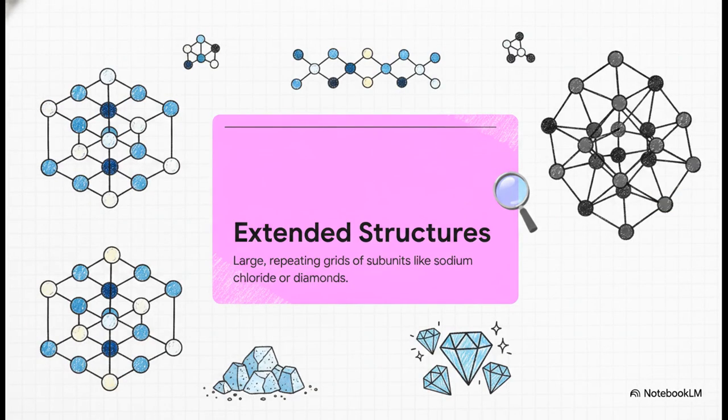But atoms don't always stop at just a few partners. Solids can also be formed from extended structures. Instead of small, independent clusters, these are large, repeating grids of atomic subunits. Think of sodium chloride, everyday table salt, or even diamonds. A diamond is literally just carbon atoms, but they're locked into this massive, repeating, incredibly strong structure. It's the exact same fundamental building blocks as other carbon materials, just arranged in a vastly more complex way.